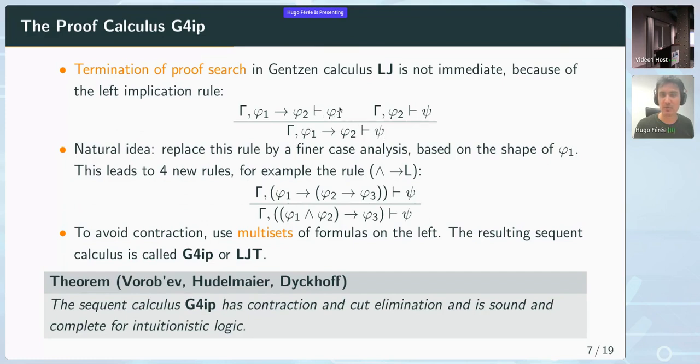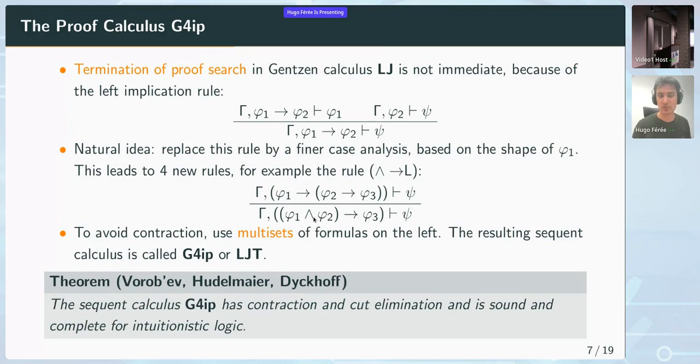Right? Psi can be replaced with phi1, which may be larger. So the natural idea is to split this one rule into 4 sub-rules, where you look at what phi1 looks like: whether phi1 is a conjunction, a disjunction, an arrow, or a variable. And this way you get rules that look like this middle one here, such that the formula you get at the top is somewhat smaller than the one on the bottom.